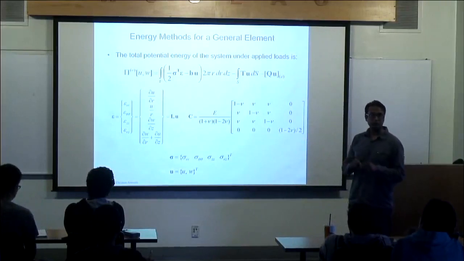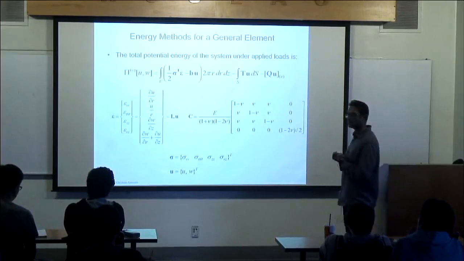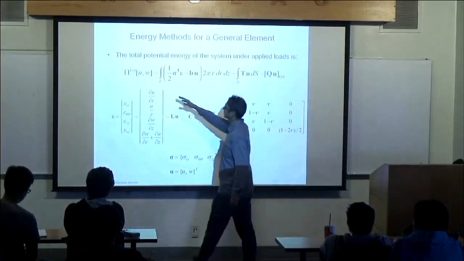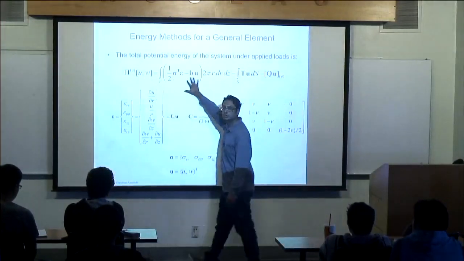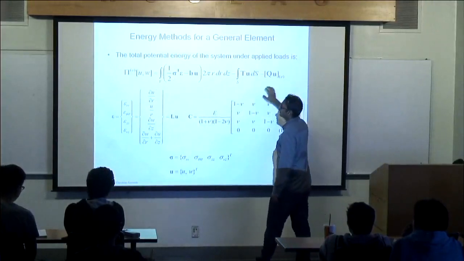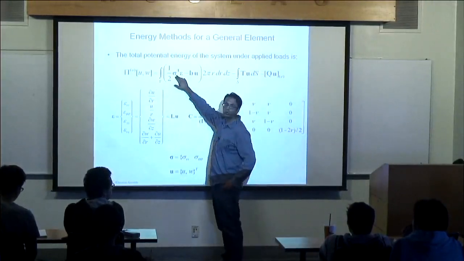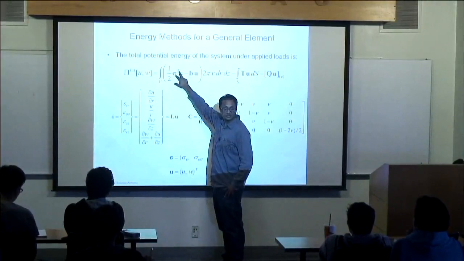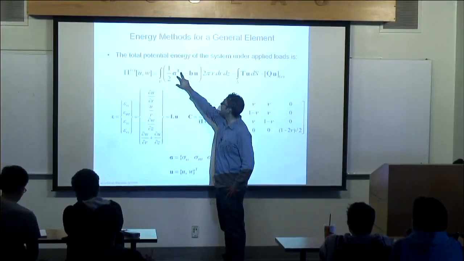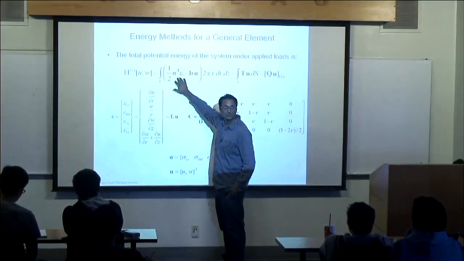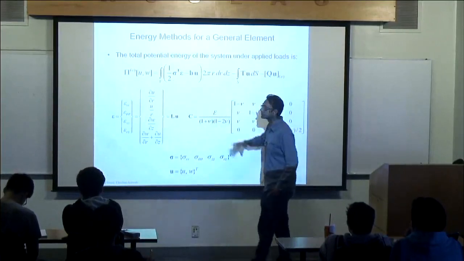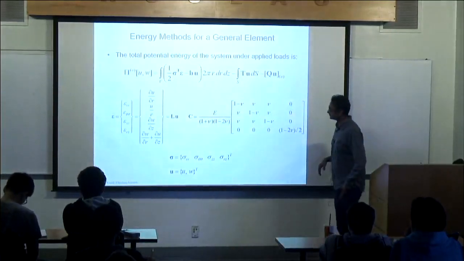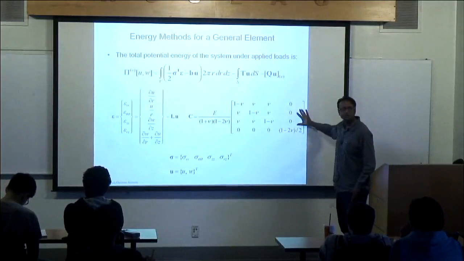So a total potential energy is a single scalar quantity. So pi is a scalar quantity, so there's only one equation here. And we know that because, for example, sigma bold transpose is a 1 by 4, and this is a 4 by 1, so I get a 1 by 1, and so forth. You guys can check the rest. Okay, any questions on this?